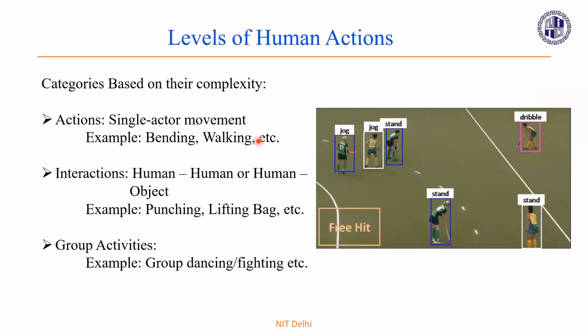There are various levels of human actions. You can see humans can be walking, sitting, bending, running, etc. If it's interaction, then it can be human to human interaction or human to object interaction, for example, punching a bag, lifting a bag, etc. Then there are group activities like group dancing or group fighting. These are the group activities where we can see how humans are interacting with each other.